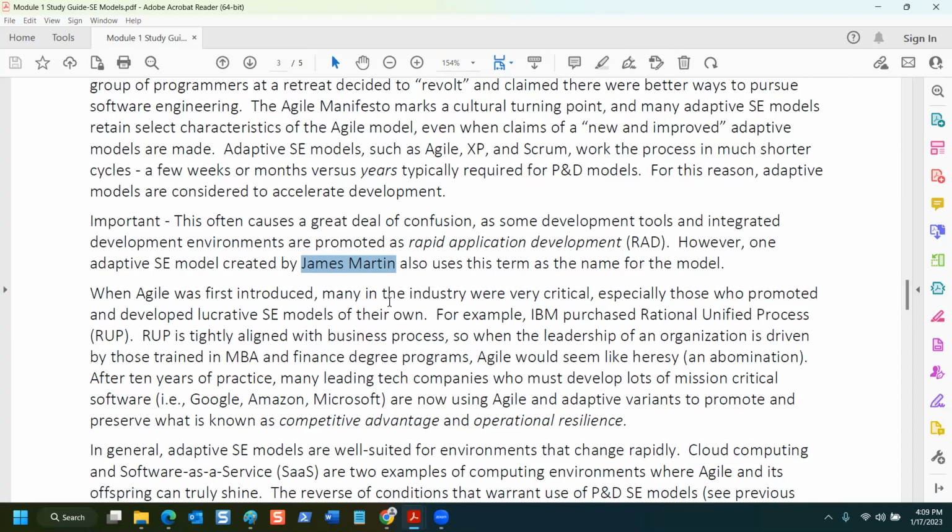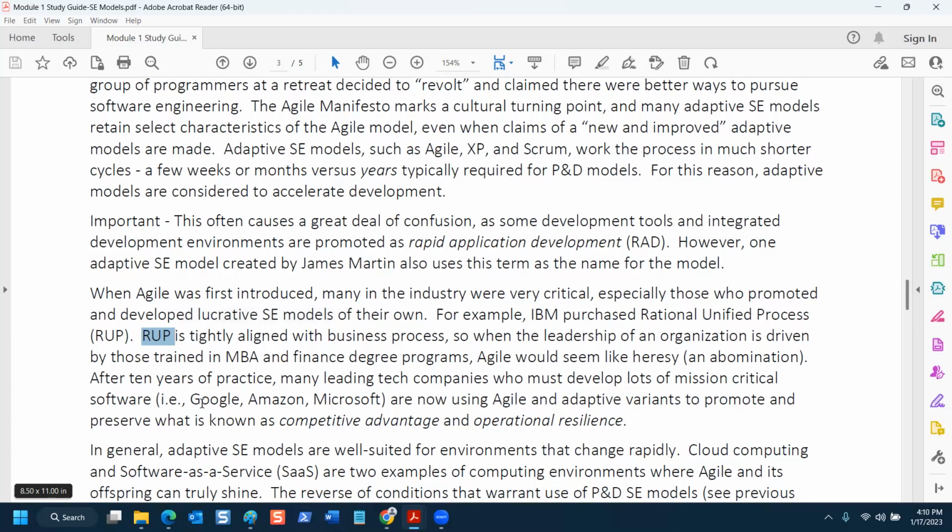When Agile was first introduced, many in the industry were very critical, especially those who promoted and developed lucrative SE models of their own. For example, IBM purchased Rational Unified Process. It was a pre-built framework for huge integrated solution development. Here's the problem. RUP became a cash cow for IBM. What we're saying is that anybody who liked working with IBM suddenly started getting all sorts of marketing pitches to adopt RUP.